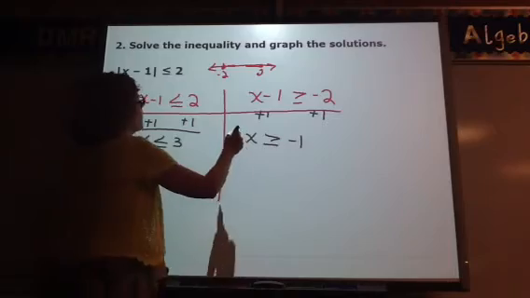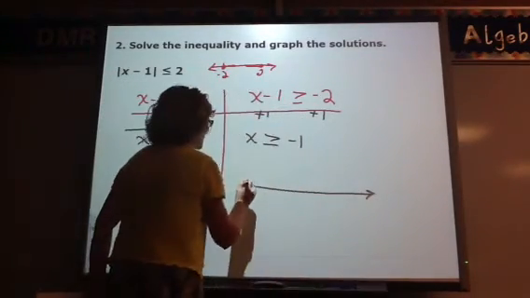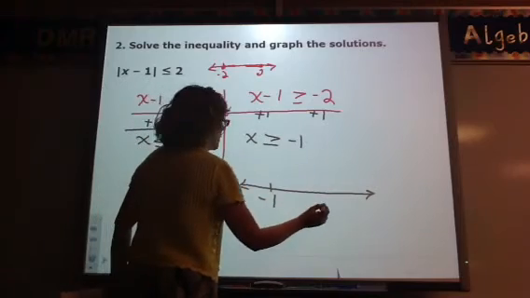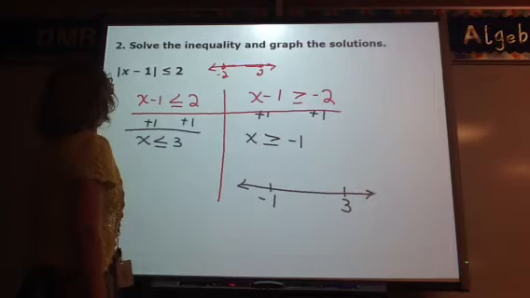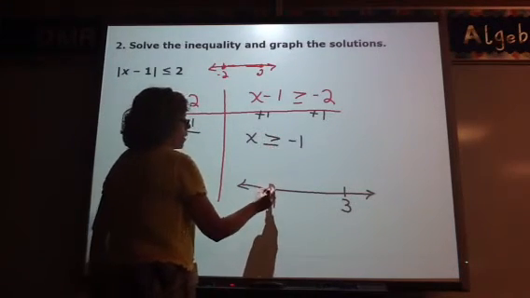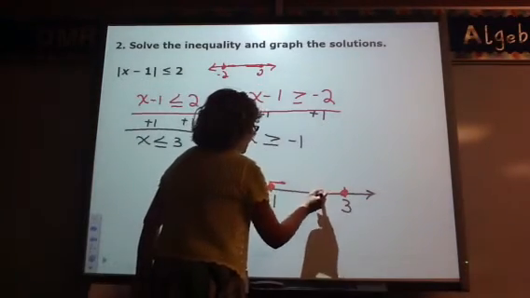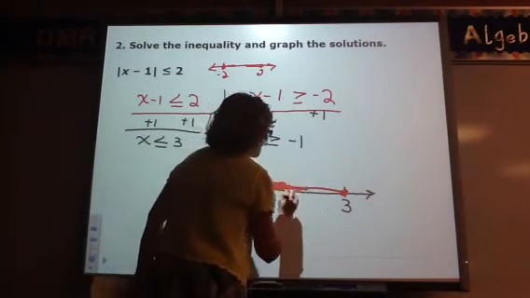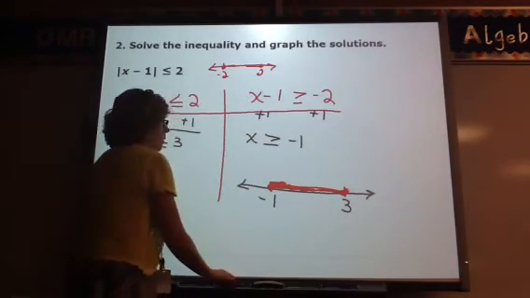So now when I actually graph this one, this was just an example of why you have to switch that inequality symbol. I have negative 1 and I have positive 3. And we're going to include negative 1. X is greater than or equal to negative 1, and x is less than or equal to positive 3. So my solution set is all real numbers between those two integers.